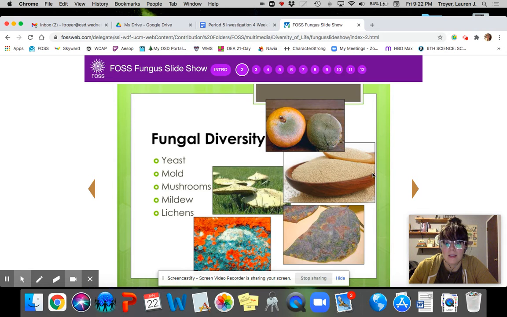Here's the yeast. It's actually a single-celled fungus. Here's the mold. You've probably seen something like that before on your food in your fridge or sitting out. These are mushrooms. This is mildew growing on a leaf. And these are lichens, sort of crusty and very cool looking. They also grow on trees and bark, and you'll see some more pictures of them later.